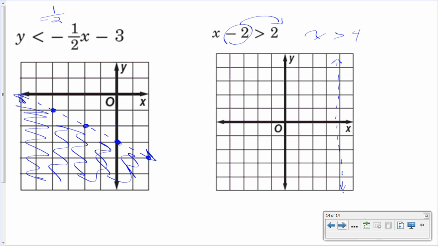Okay, so where would I go here? Well, it will either be left or right. What is it? Right. x has to be greater than what? 4. So the only side of this line that includes those has got to be the right side.